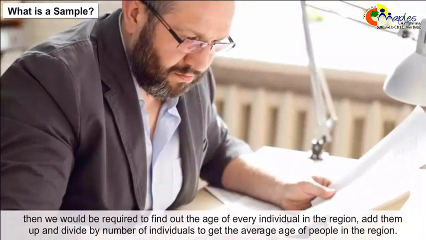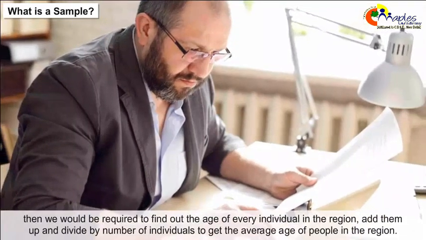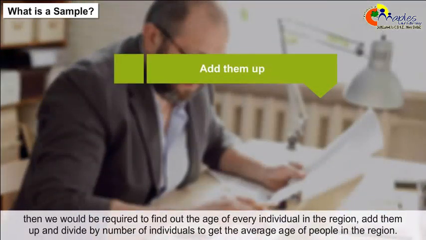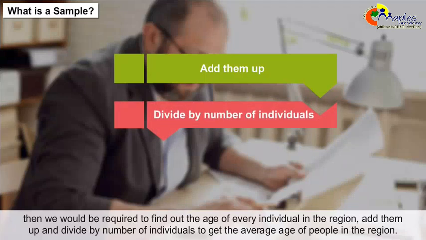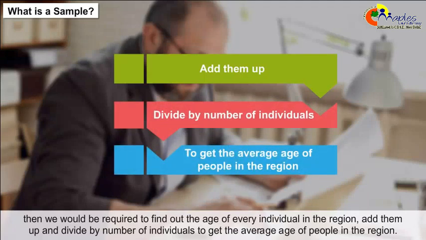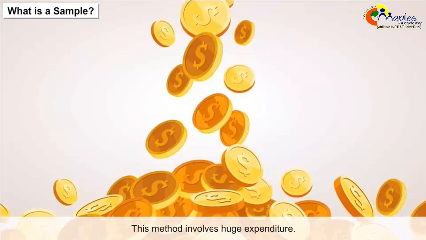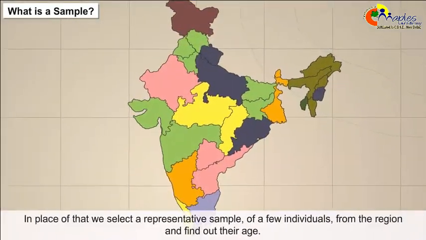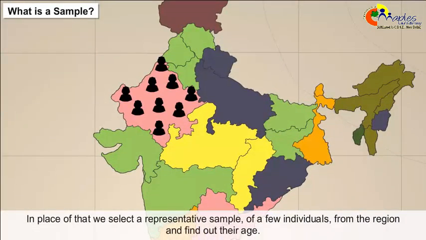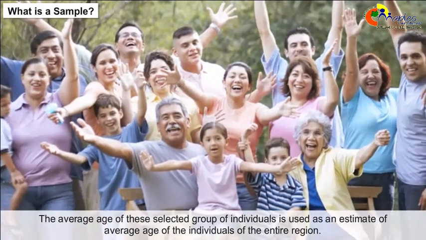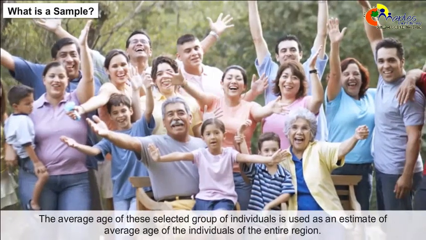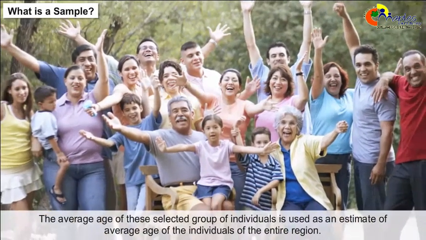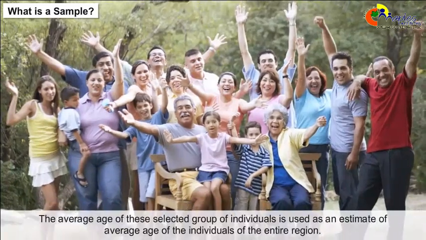For example, if we want to study the average age of people in a particular region, we would be required to find out the age of every individual in the region, add them up and divide by the number of individuals to get the average age. This method involves huge expenditure. In place of that, we select a representative sample of a few individuals from the region and find out their age. The average age of this selected group is used as an estimate of the average age of the individuals of the entire region.